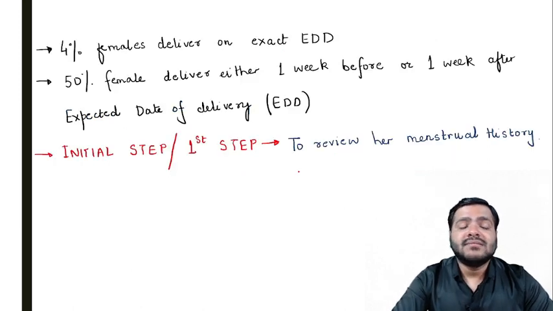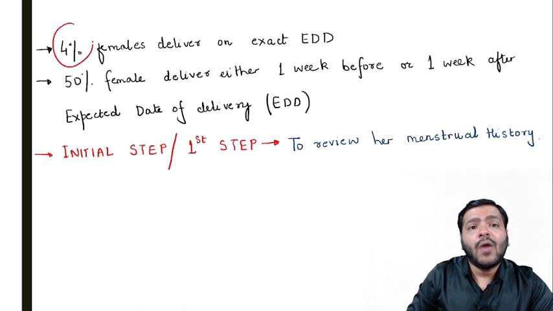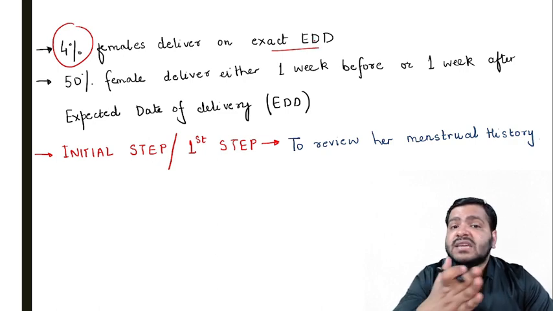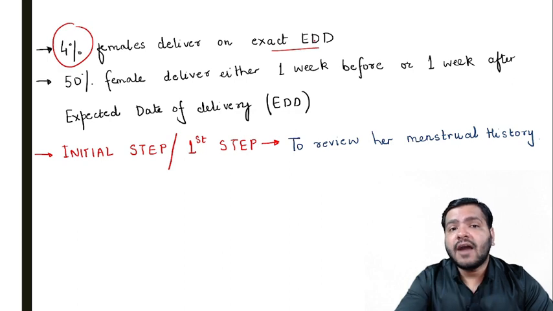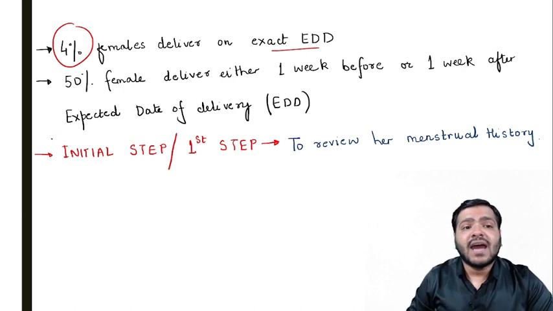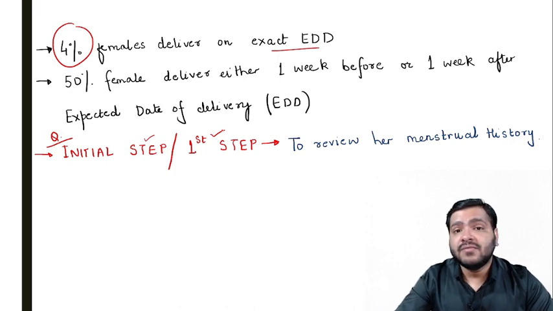Moving further ahead, only 4% of females deliver on the exact expected date of delivery. 50% of females deliver either 1 week before or 1 week after the expected date of delivery. And for the question I discussed, you should always keep in mind that the initial or first step whenever a post-term pregnant woman visits you is to review her menstrual history.